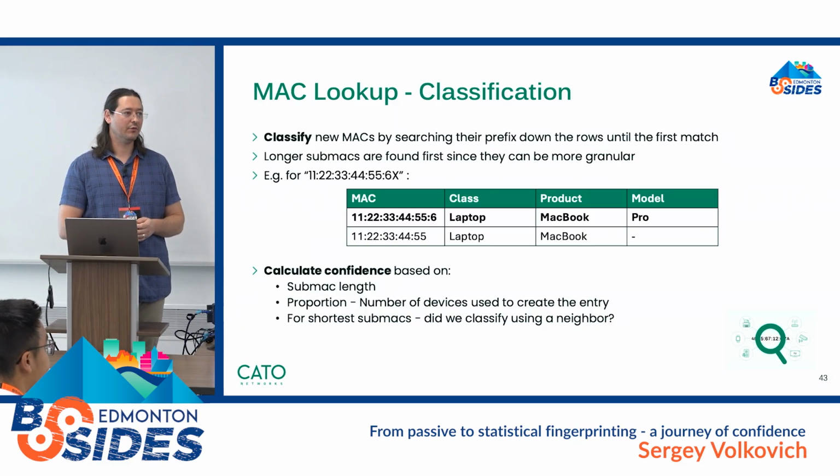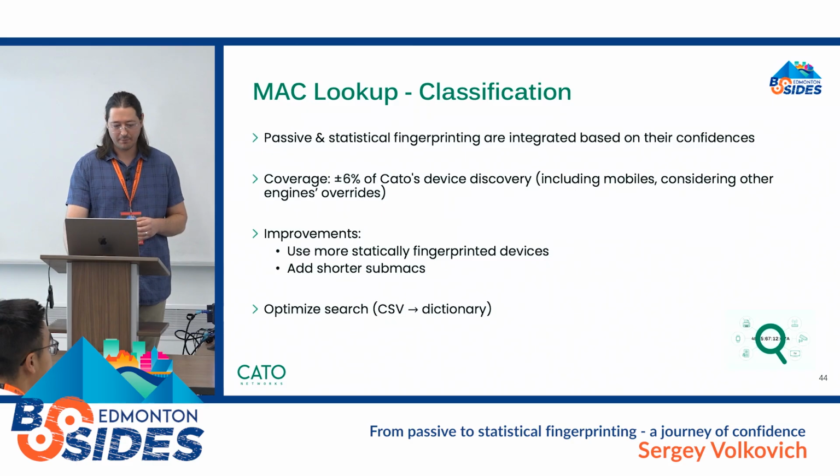So what would raise our confidence? It's written, but don't look. Think about it for a second. First of all, the submac length. Obviously, the longer the mac by which we have made the match, the more confident we are. Second is the proportion. When more devices were used to create this classification, we are more confident. And another point is, did we classify using a neighbor? If we did, we should lower our confidence. This is only relevant, of course, for the shortest submac.